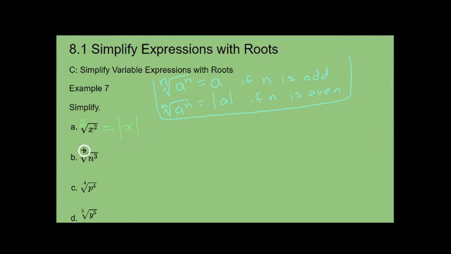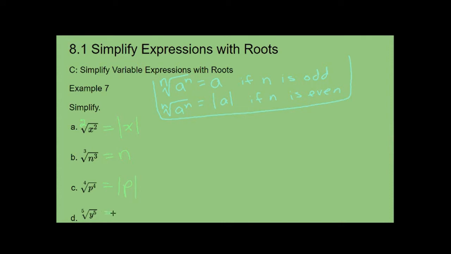Let's look at b. Cube root of n cubed. We have a cube root, which means our n is odd. So that means the answer is going to be just a itself, whatever is inside our radical. In this case, it's n. We don't have to deal with the absolute value sign because whatever is in there, that's what it's going to be. C, we have a fourth root. That is even, so we're dealing with this rule. The fourth root of p to the fourth is equal to the absolute value of p.